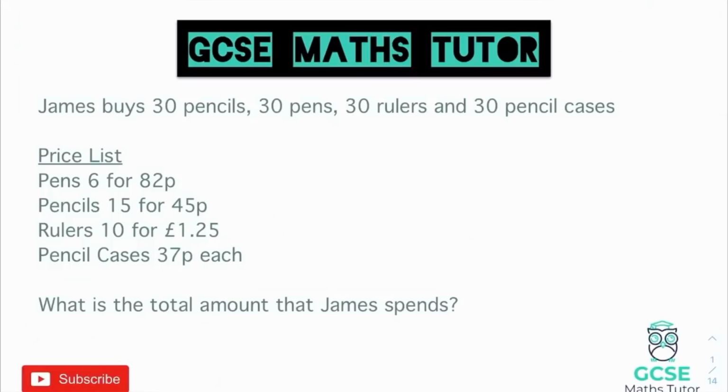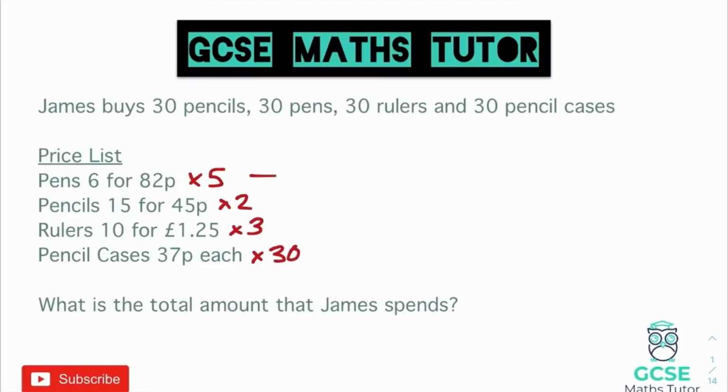Okay, so in this question it says James buys 30 pencils, 30 pens, 30 rulers and 30 pencil cases, and then it gives us the price for different amounts. So we can get 6 pens for 82p. If we start with that one, we're going to buy 30 of those. So if 6 are going to cost us 82p, we would want to multiply that by 5, and that would give us 30 pens. For the pencils, 15 are going to cost 45p, we want 30, so we'll times that by 2, that will give us 30. The rulers, we've got a price for 10, so we'll times that by 3. And the pencil cases, we've got the cost per pencil case, so we're going to need to multiply that by 30. It says what is the total amount that James is going to spend.